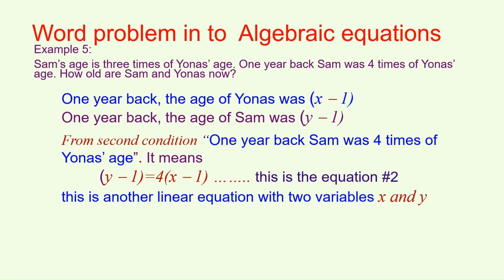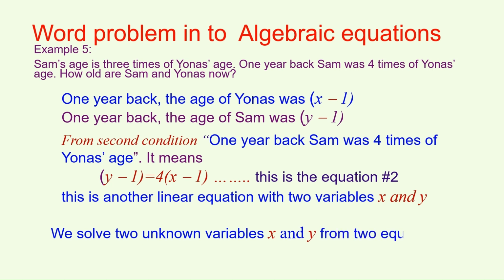This is equation number 2. This is another linear equation with 2 variables, x and y. We solve for the 2 unknown variables, x and y, from the 2 equations.